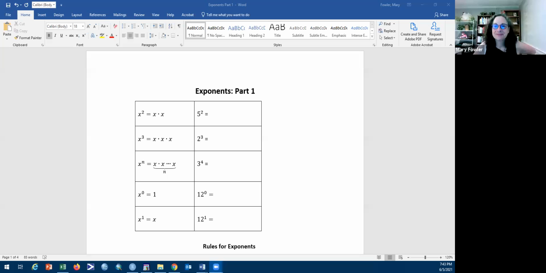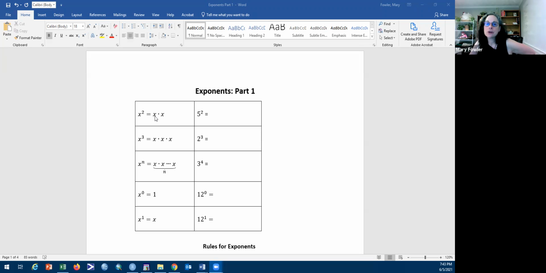Okay, so I'm going to share my screen. We see this notation where we have a base. Here the base is the variable x, and the exponent is 2.